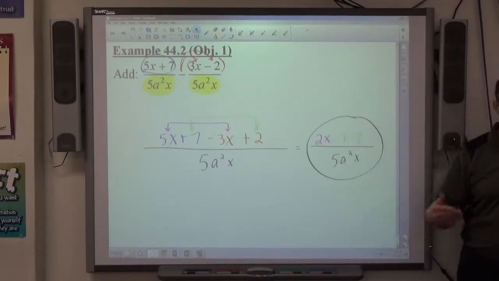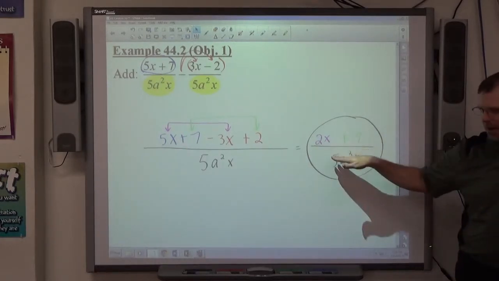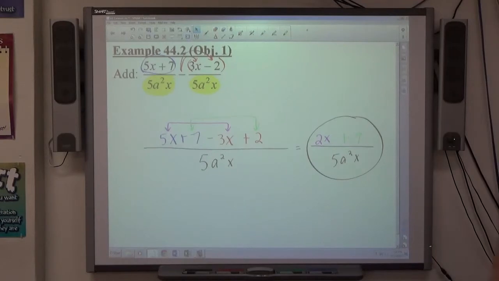You are not finished until the numerator is as simple as it can possibly get, all like terms being combined, and you have the correct numerator over the common denominator that exists in the problem.